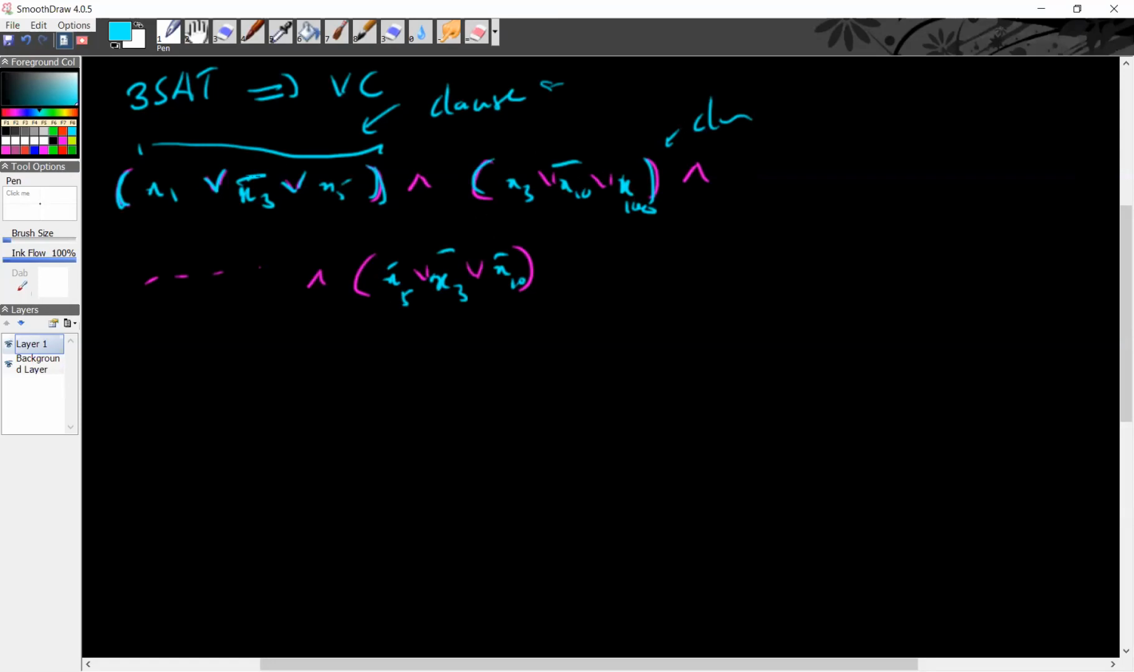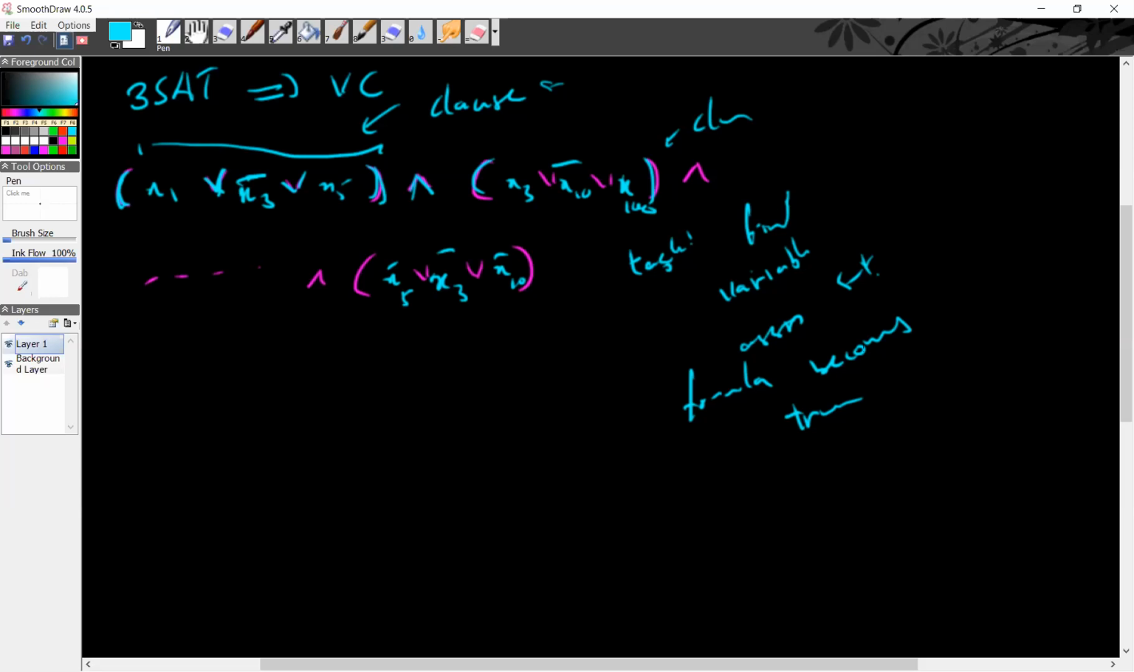Within a clause, all the variables have an OR operator between them, and outside of a clause, between clauses, it's an AND operator. The task here is to find a variable assignment such that the entire formula evaluates to true. So the formula becomes true. When I say variable assignment, I mean you look at x1 and say x1 is set to true, x3 is set to true, and let's say x100 is set to false or whatever.